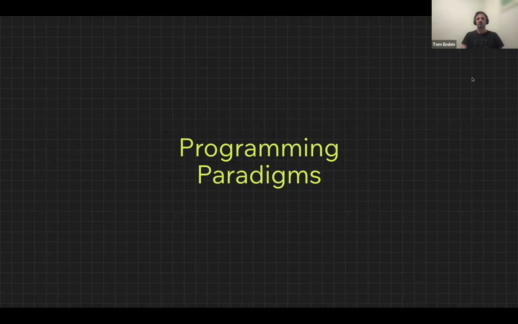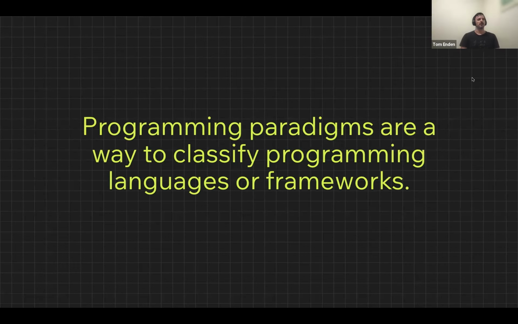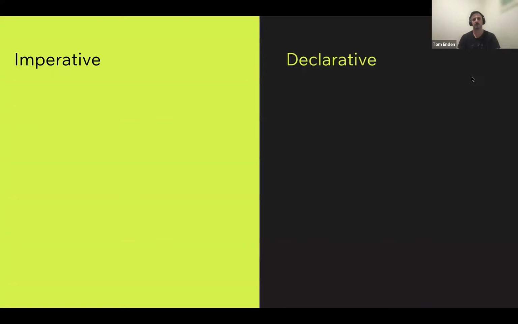So let's start by talking about programming paradigms. What is a programming paradigm? Well, this is the Wikipedia definition. Programming paradigms are a way to classify programming languages or frameworks. Now, if you Google programming paradigms, you'll immediately find this division between imperative and declarative programming paradigms, and I want to talk about that a bit.